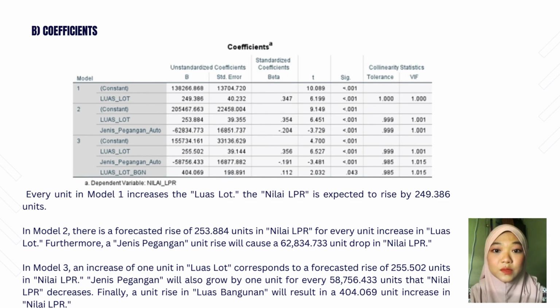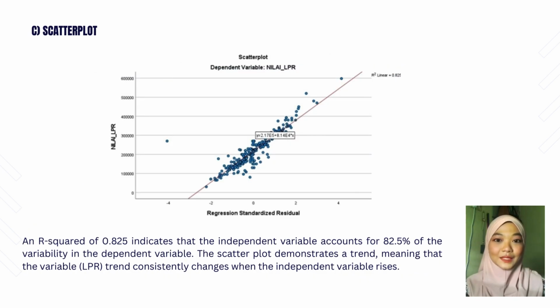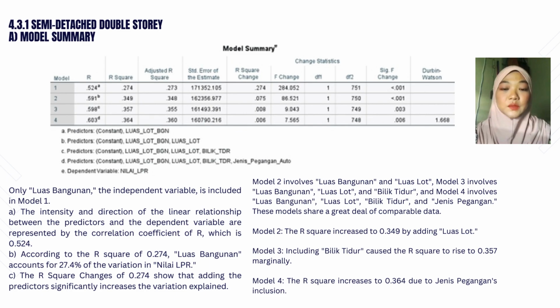Finally, a unit rise in luas bangunan will result in a 404.069 unit increase in nilai LPR. Next is the scatter plot. An R-square of 0.825 indicates that the independent variables account for 82.5% of the variability in the dependent variable. The scatter plot demonstrates a trend, meaning that the variable LPR consistently changes when the independent variable rises. We move to the model summary for semi-detached double story.